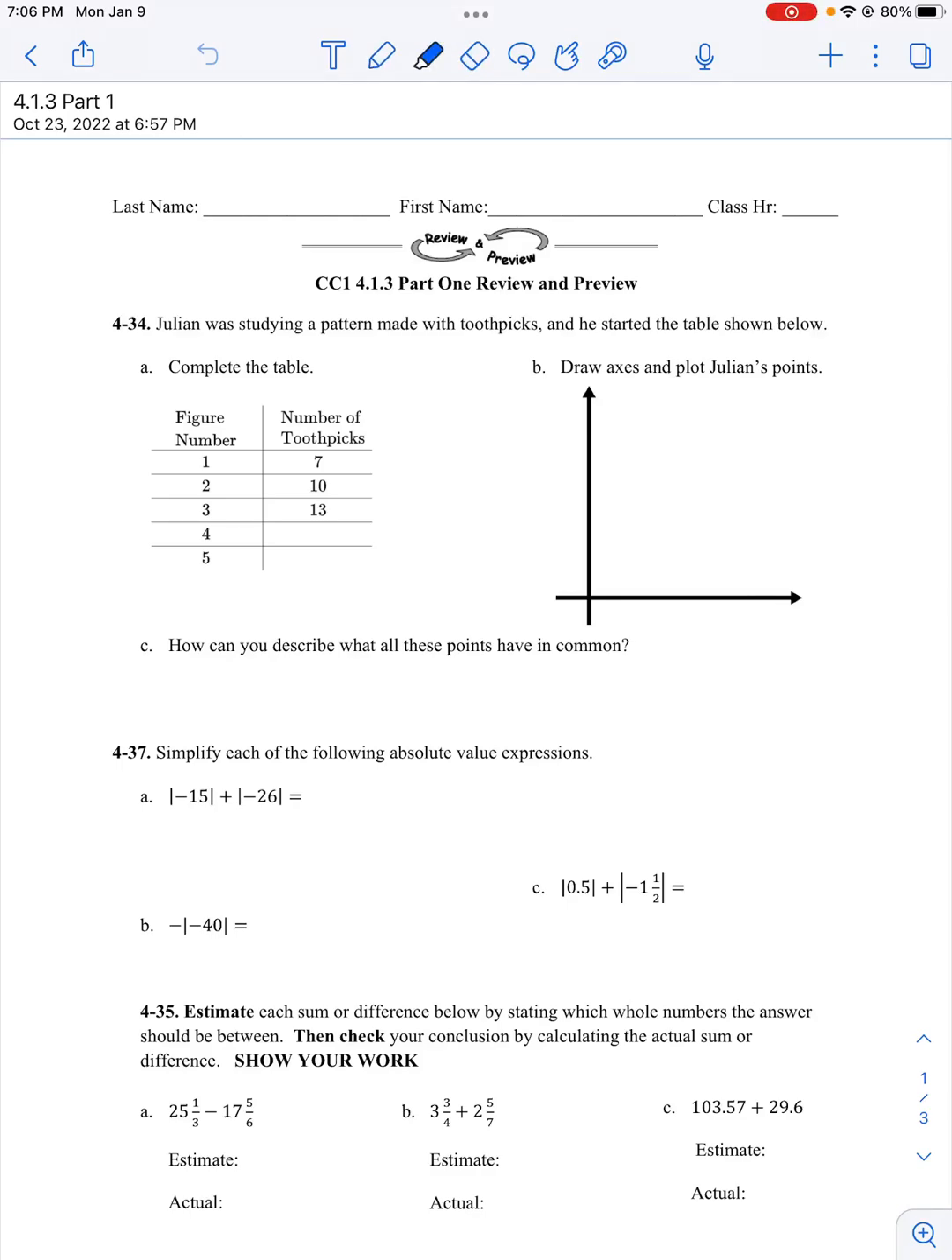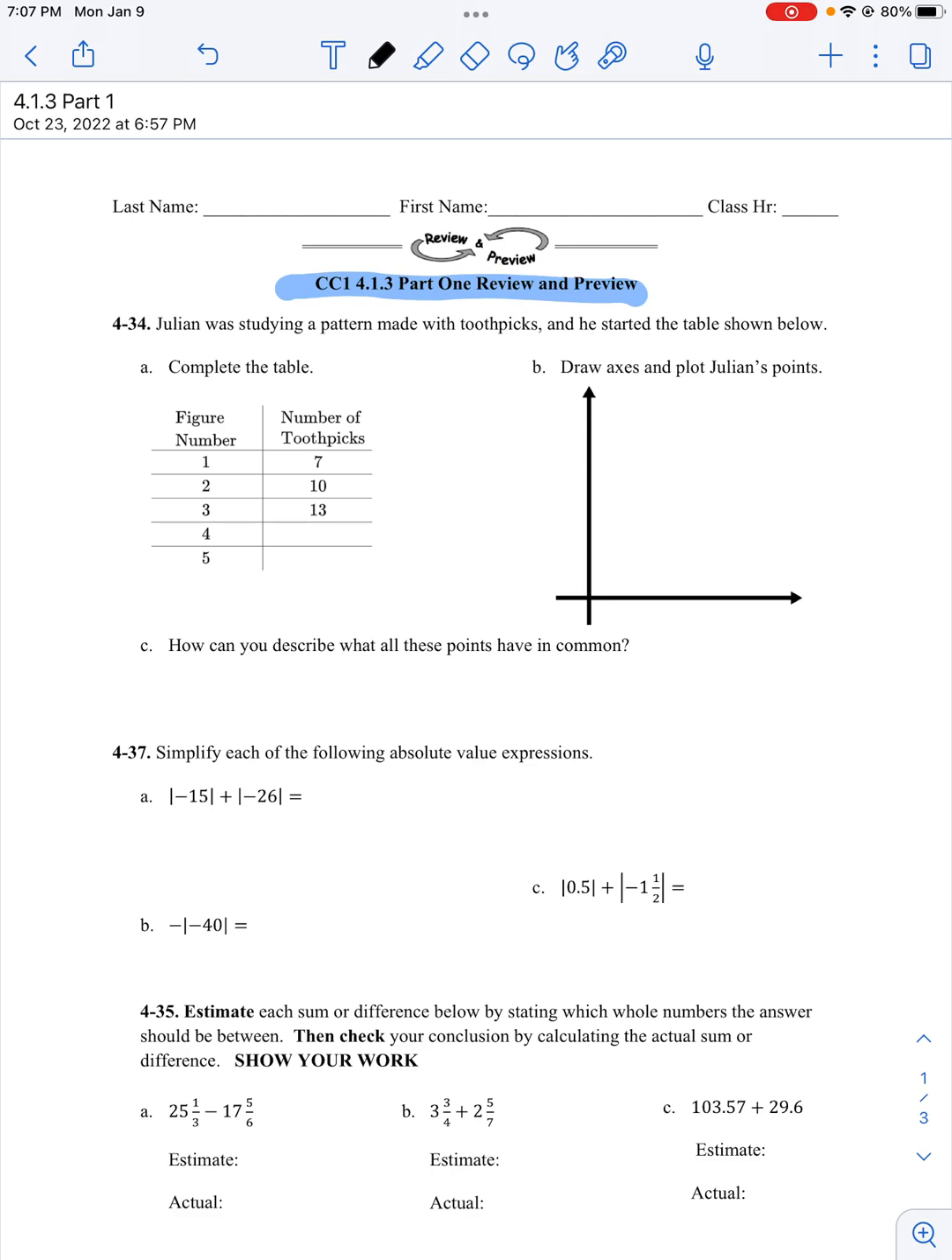Okay, today we are going to be covering CC1 4.1.3 Part 1. Like I said in class, Part 1 is more or less reviewing the last little bit of class because today's lesson was 2 days. So, we're going to start with problem 34.